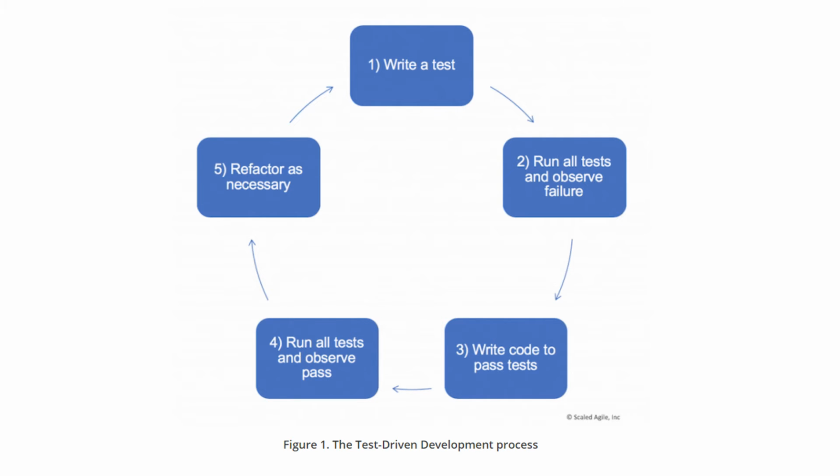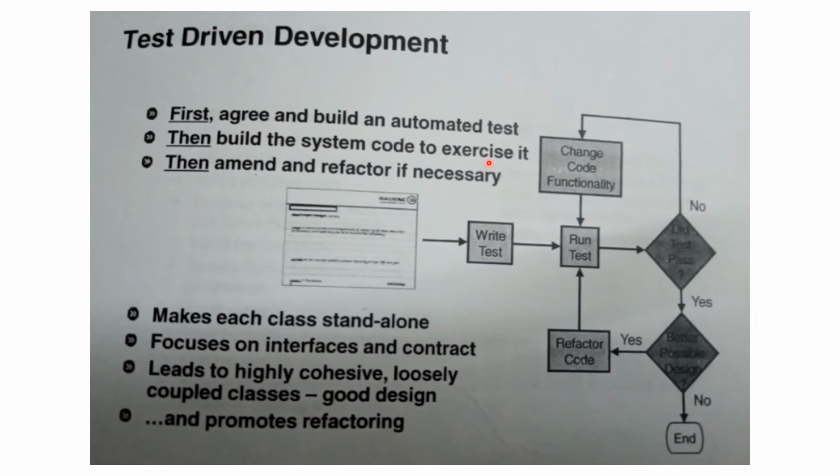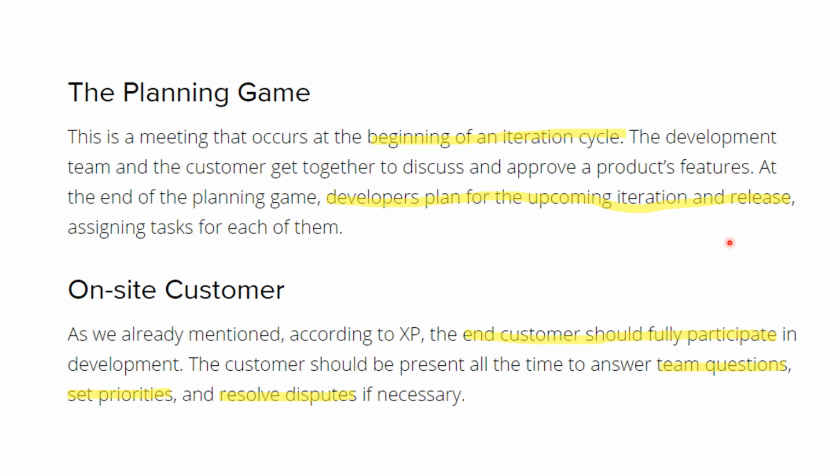I took this picture from Scaled Agile. Again, they're explaining this. One of the important things is that test-driven development leads to highly cohesive, loosely coupled classes and good design. You write a test and run the test, and then it passes and you go with the refactoring. If it doesn't pass, change the code and functionality. So that's how it works, right? So agree and build an automated test, then build the system code to exercise it, and then amend and refactor if necessary. Right, so let's get into other practices of XP.